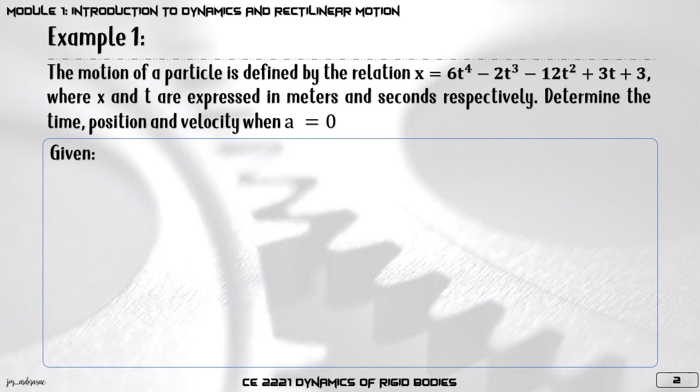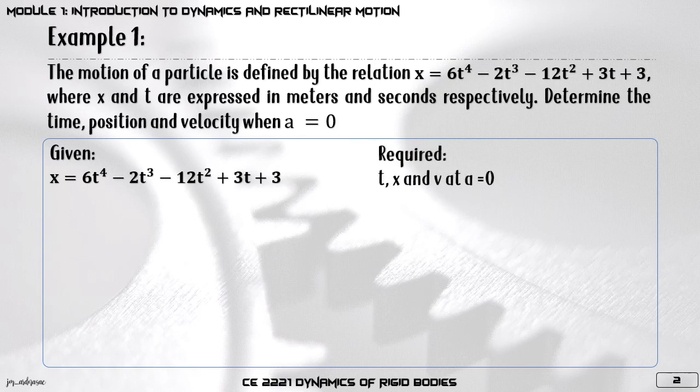So from the problem, we are given the equation of position, and from here, we are going to solve now for the time t, position x, and the velocity v at a, which is your acceleration, equivalent to 0. As we have defined in our introduction and from your physics, we have learned that the velocity is a derivative of the position. Thus, v = dx/dt.